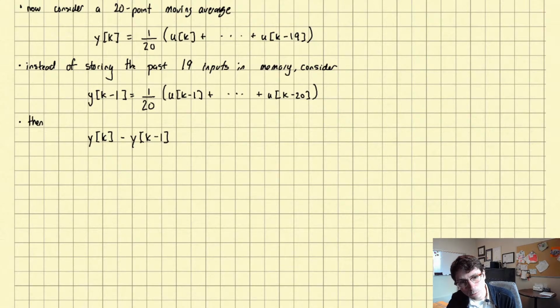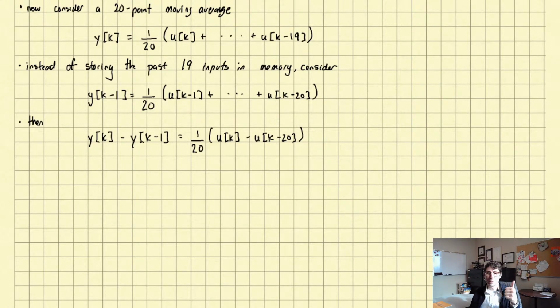Okay, anyway, so if I subtract y of k minus 1 from y of k, what do I get? And I argue that's a much better implementation, right? I only need to store the previous output and the input 20 time steps ago. So I now only have to store 2 pieces of information, and that's true no matter how many points I want to take the average of. So better for implementation.